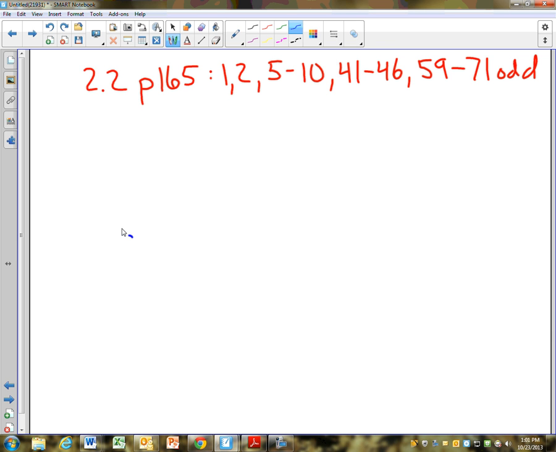And I ran off some packets for 2.1 through 2.5. So again, please don't take them out of the room unless you're going to return it. But that can help you get started with that.